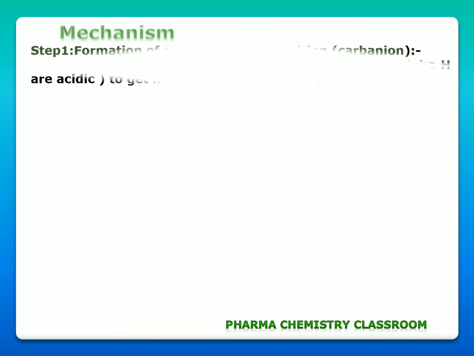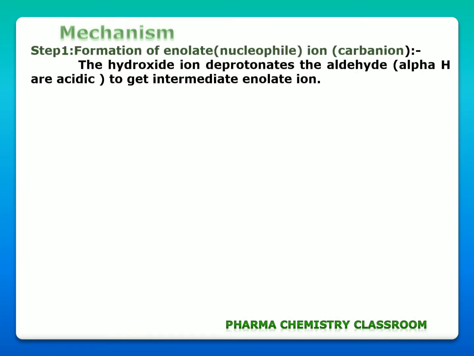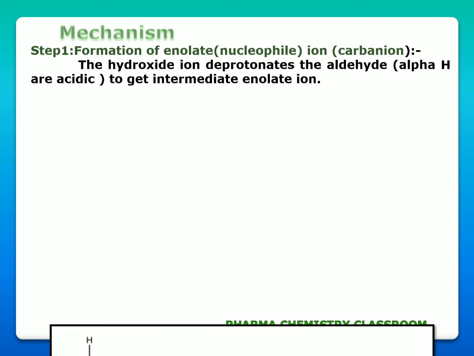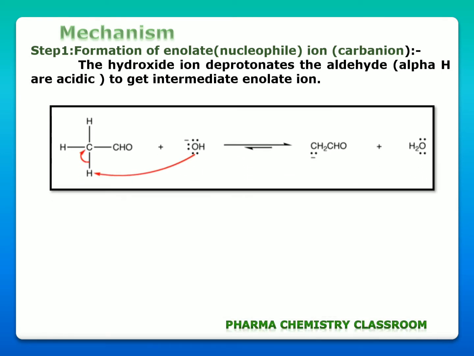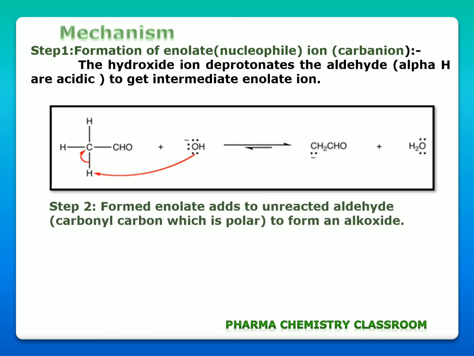Now we will see the mechanism. First is the formation of enolate or nucleophile. The hydroxide ion present in the reaction system deprotonates the aldehyde, that is, the alpha hydrogen, which is very acidic in nature, gets deprotonated or removed by the base present in the system, and we will get an enolate ion. This enolate ion is our reacting intermediate.